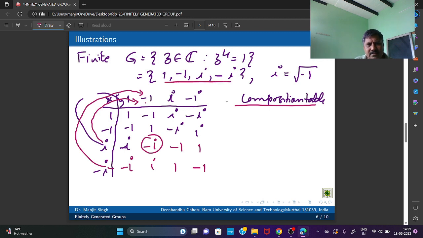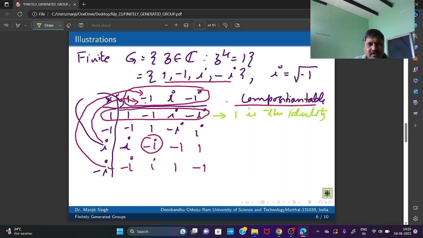So this is closed under multiplication, and associativity is there because this is a set of complex numbers, and the whole set of complex numbers is associative with respect to multiplication. So this is associative. One acts as the multiplicative identity. You see that this is the same as the first row. This and this are identical. So we can say 1 is the identity element.